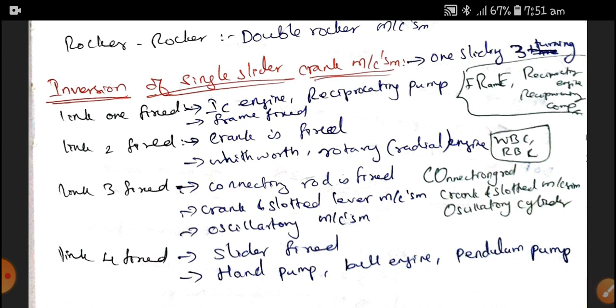If the crank is fixed, the quick return mechanism or radial engine is used. If the link 3, the connecting rod, is fixed, the crank and slotted lever mechanism or an oscillatory mechanism is obtained. Next, if the link 4 is fixed, that is, the slider is fixed, we can get a hand pump or bull machine or pendulum pump.